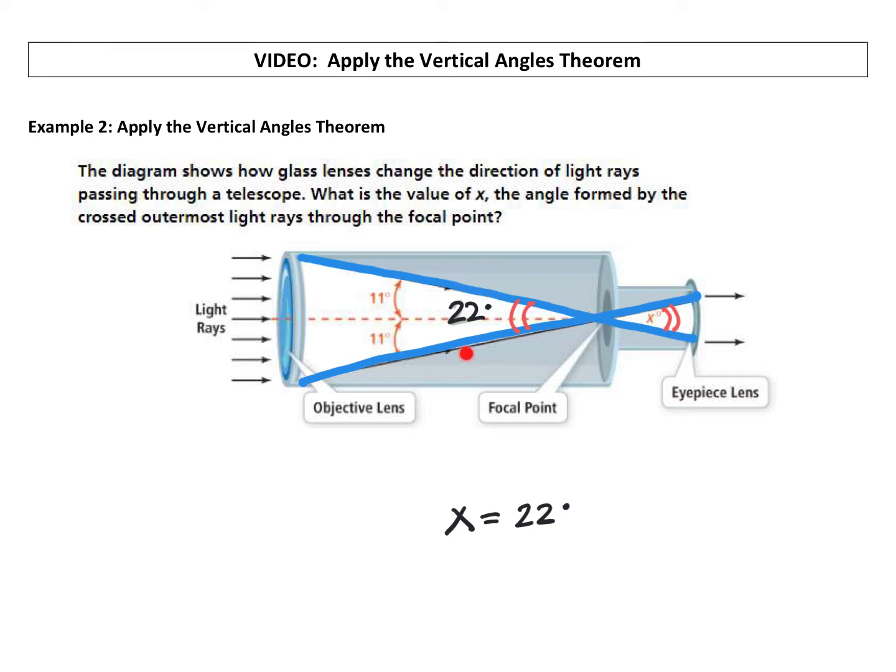So we had to first identify that the angles were vertical angles. We observed there were intersecting lines, and then we knew these angles across from each other sharing that vertex would be congruent.